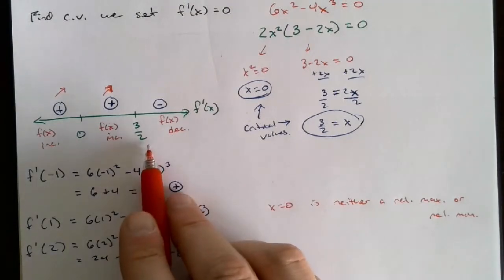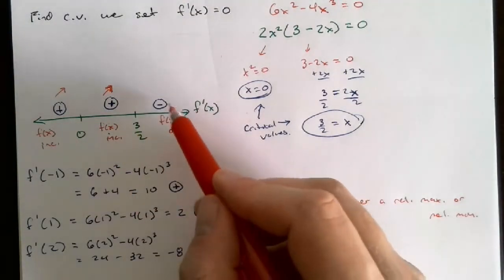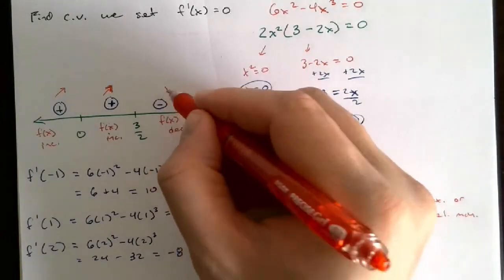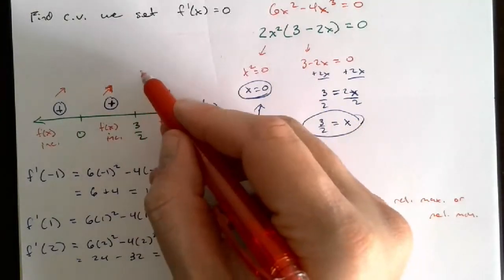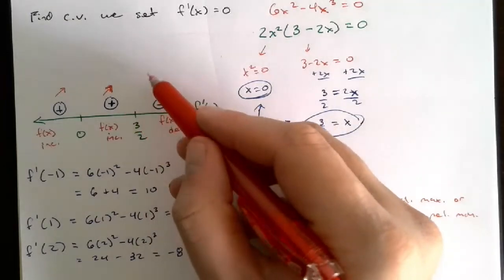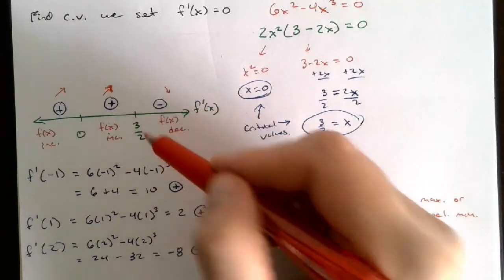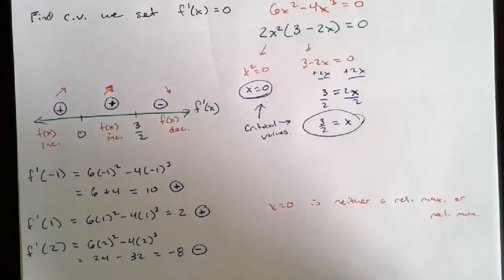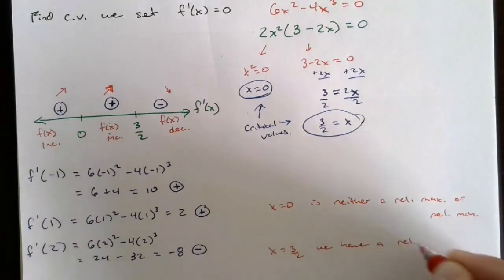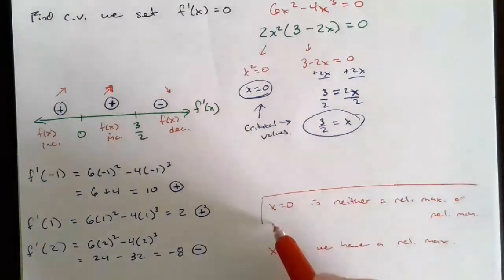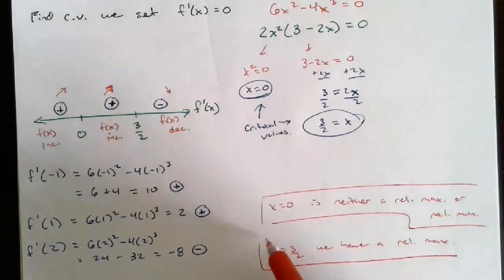And then at 3/2, we are increasing here. Remember, f prime of x being negative tells you your slopes are going downward, which means f of x is decreasing. So now I'm going up and then I'm coming down. If I go up and then come down, I have a relative maximum. So at x equals 3/2, we have a relative maximum. Now remember, when I say this, this is just where the maximum will occur. It's not what the maximum is.